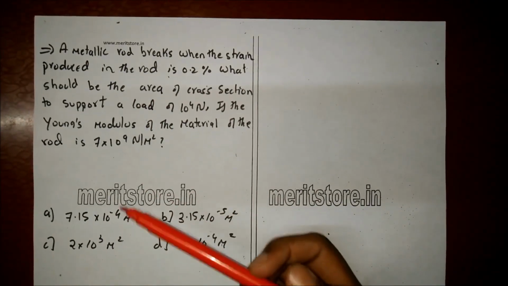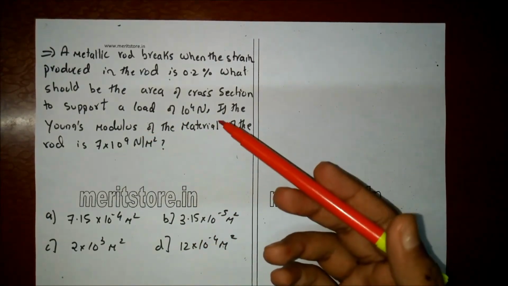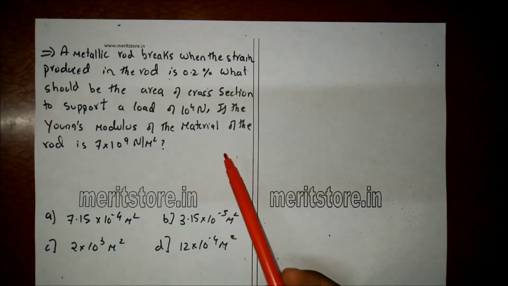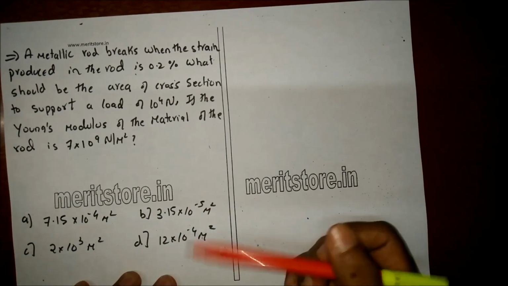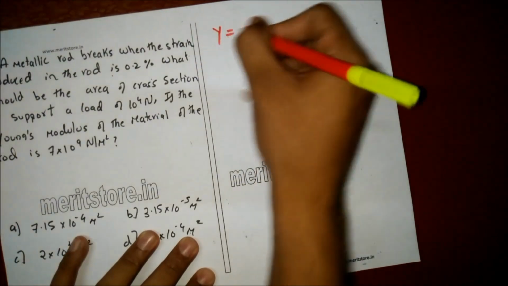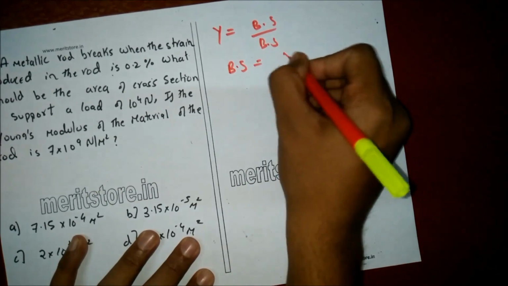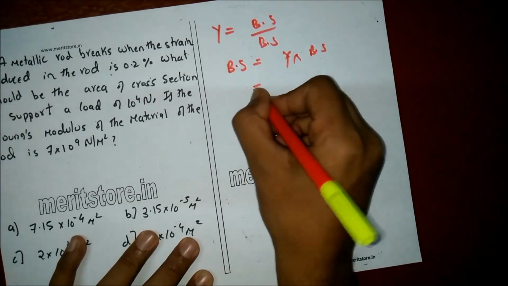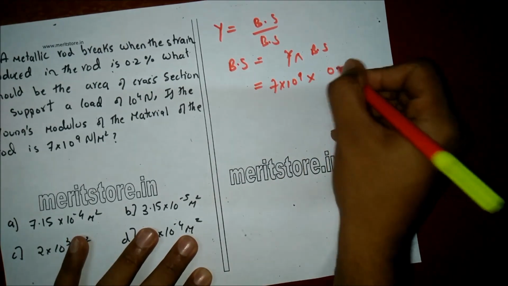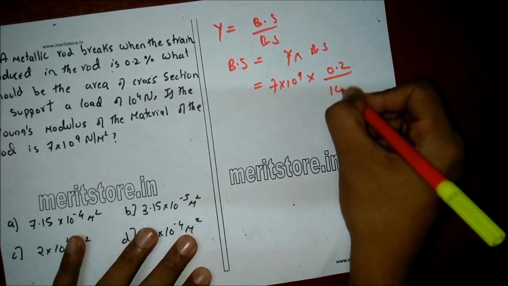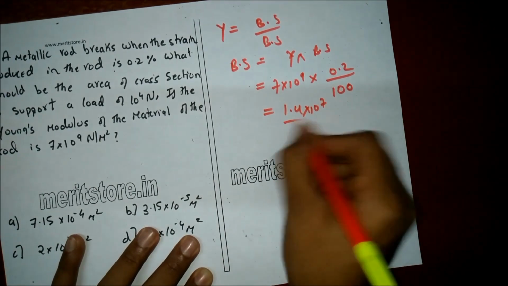A rod breaks when the strain produced in the rod is 0.2%. What should be the area of the cross section to support a load of 10 raised to 4 newtons if the Young's modulus of the material of the rod is 7 into 10 raised to 9 Newton per meter square? Here are the options. Now the Y is given as the breaking stress upon breaking strain. Therefore, the breaking stress is given by Y into the breaking strain. Now Y is given as 7 into 10 raised to 9 and the breaking strain is 0.2%, which is 0.2 upon 100, which is equal to 1.4 into 10 raised to 7. This is the breaking stress.